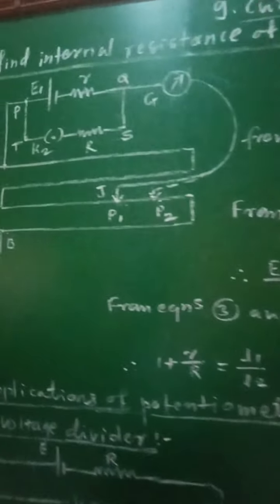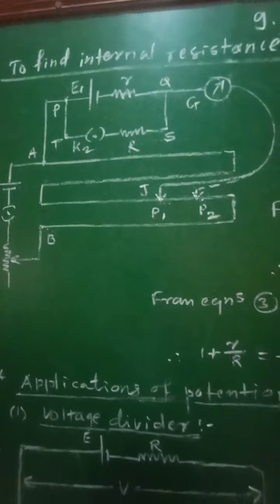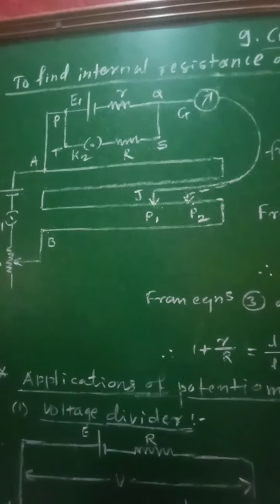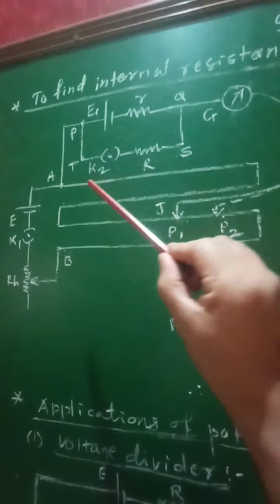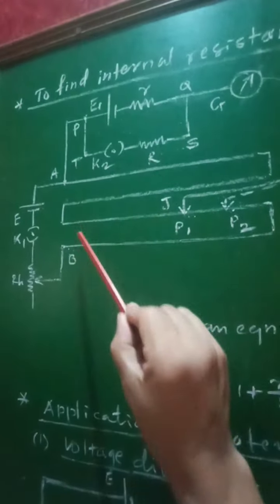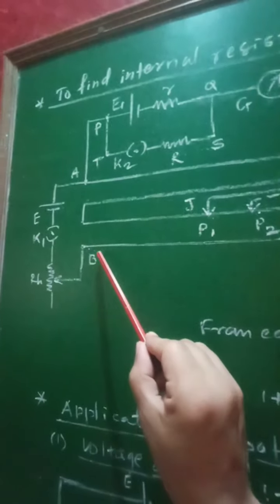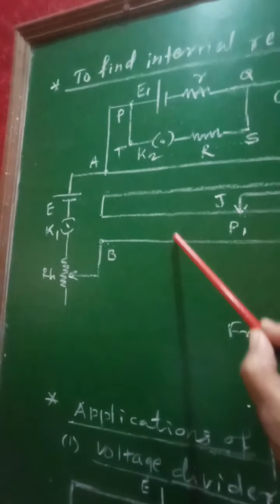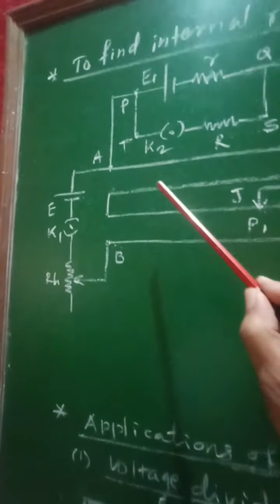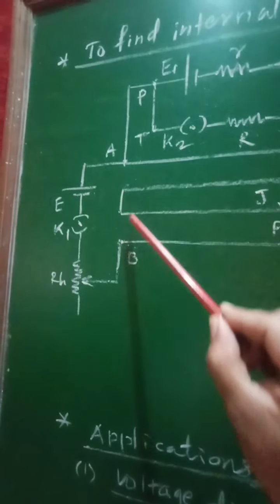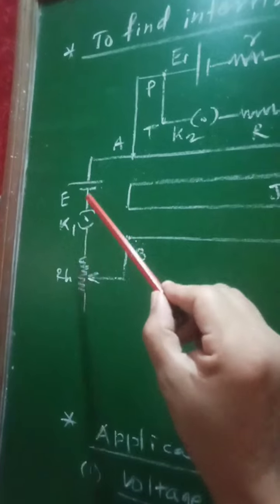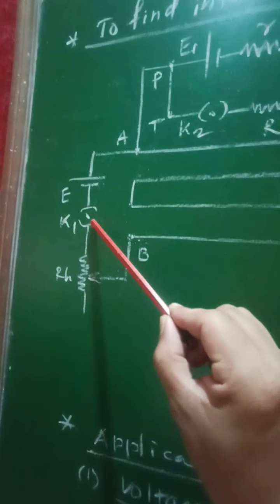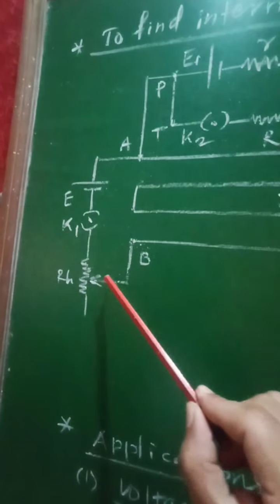cell. The circuit diagram to find the internal resistance of the cell is as shown. It consists of a potentiometer wire AB, which is stretched on the wooden board in the form of segments. Then between the two ends of that potentiometer wire A and B, a series combination of cell E, key K1 and rheostat RH will be connected.